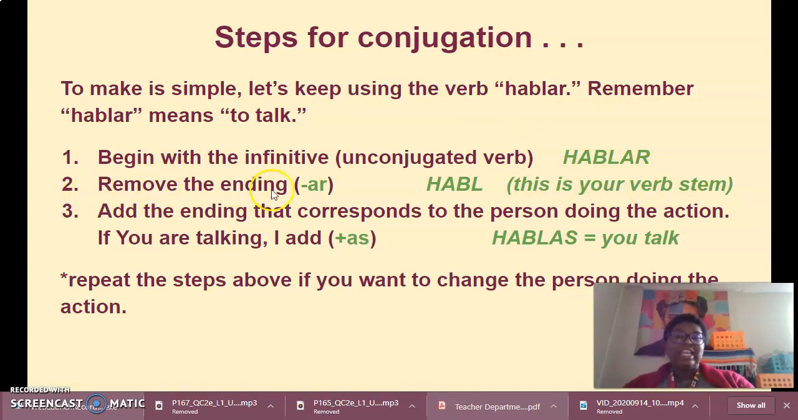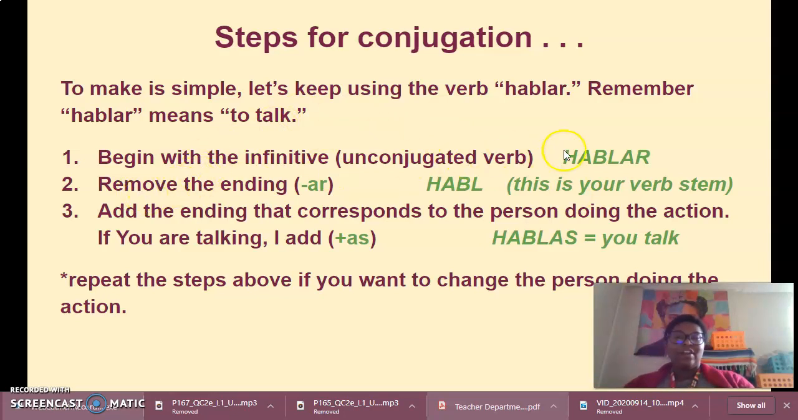You're going to remove the ending. So get rid of the AR, okay? When you get rid of that AR, you're left with habl. That's your stem. Your verb stem is called that because we build everything else off of that. We take the verb stem and we'll add an ending on to make the correct verb that we're looking for.